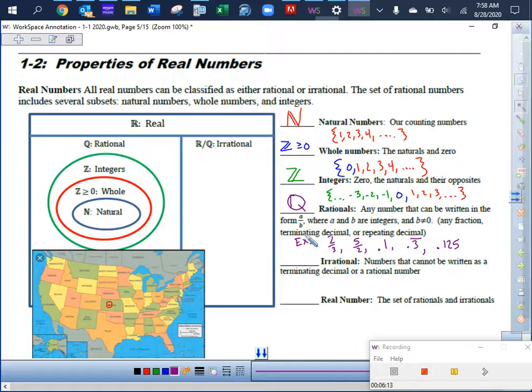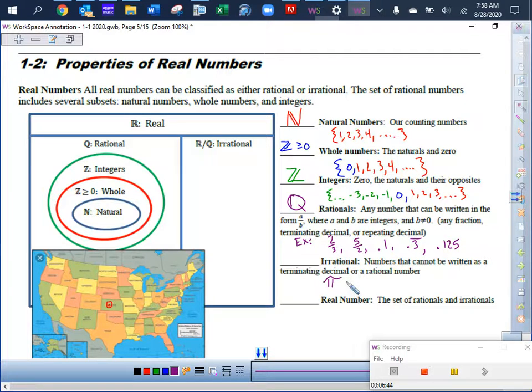And then finally, the weirdos. The weirdos in the real numbers are the irrational numbers. Irrational, the ir kind of means it's not. It's just not rational. So if the rational is any fraction or any terminating decimal or any repeating decimal, the irrationals are the weirdos. I have given you one example. That was pi. Pi was an irrational number.